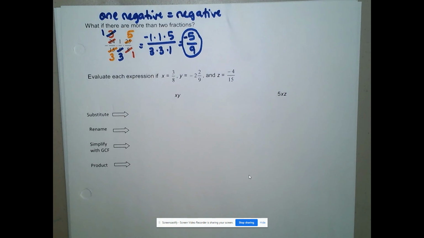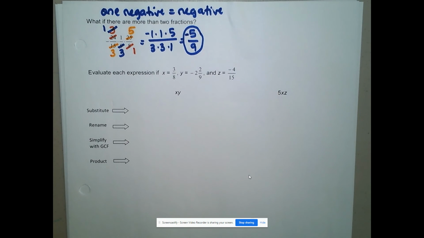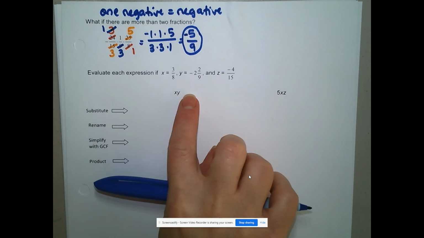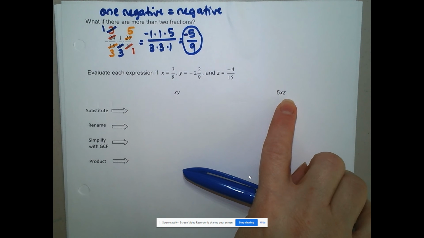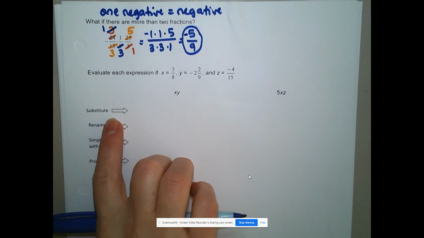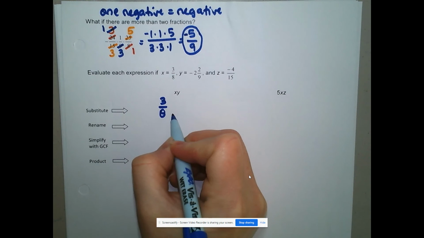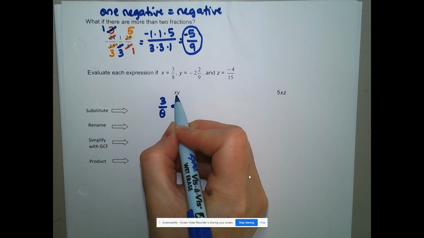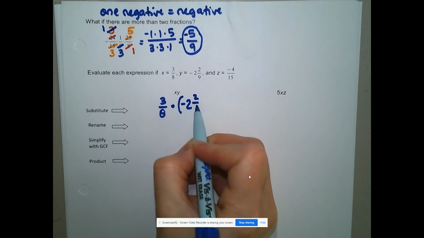All right. Last but not least is the same concept, but you might be asked to evaluate an expression, and we might give you the values of x, y, and z and then ask you to do something, in this case to x and y. In this case, it uses x and z. First thing we have to do is show that substitution. We take out the x and we substitute 3/8 in its place. It's multiplication because there's no symbol between the x and the y, and y is worth -2 and 2/9.